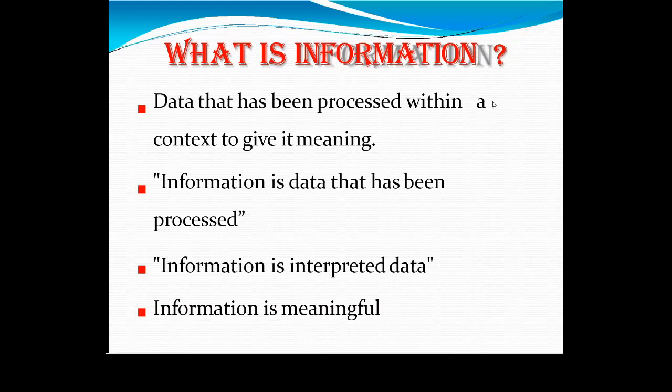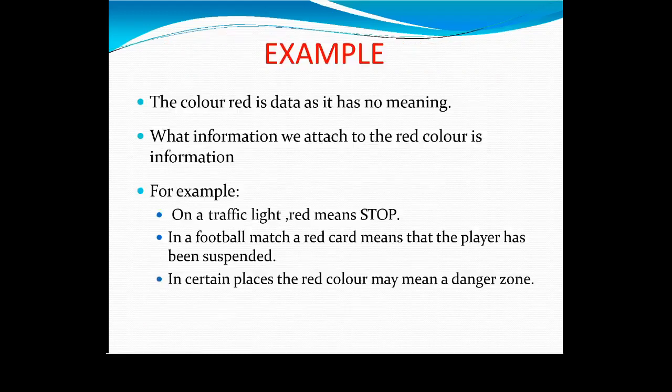What is information? Data that has been processed within a context to give it meaning is called information. Means when raw data is processed, that becomes information. Information is data that has been processed. So information is interpreted data, interpreted or organized or processed data. And information is meaningful, but data is meaningless. So this is the difference between data and information.